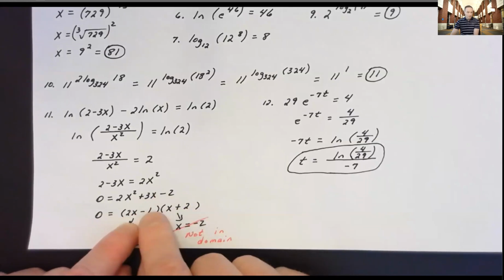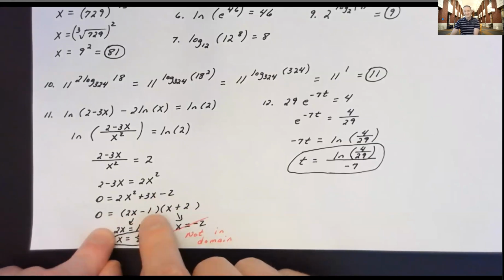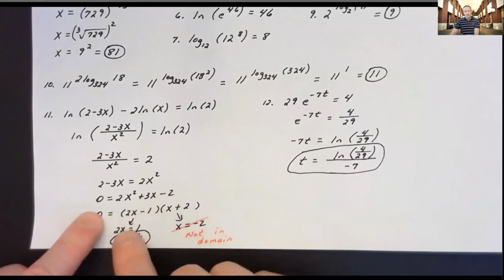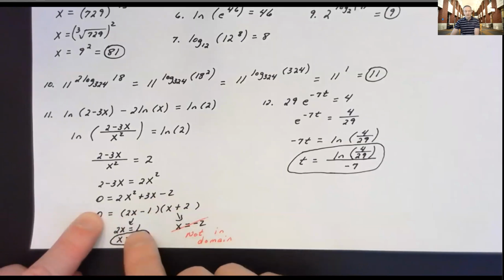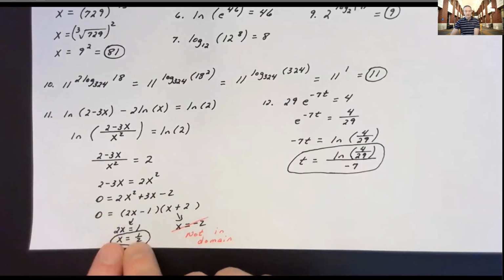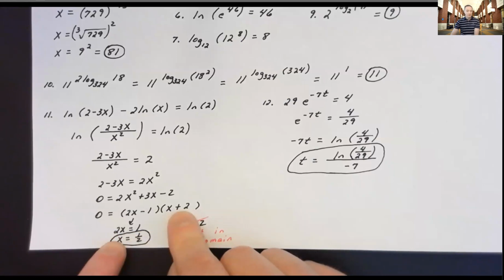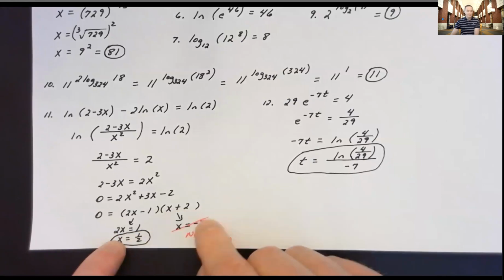Now, when you use the zero product property to set each of these factors equal to 0 and solve for x, if 2x minus 1 is 0, then 2x is going to equal positive 1, and x equals positive 1/2. If x plus 2 is equal to 0, then x is equal to negative 2.